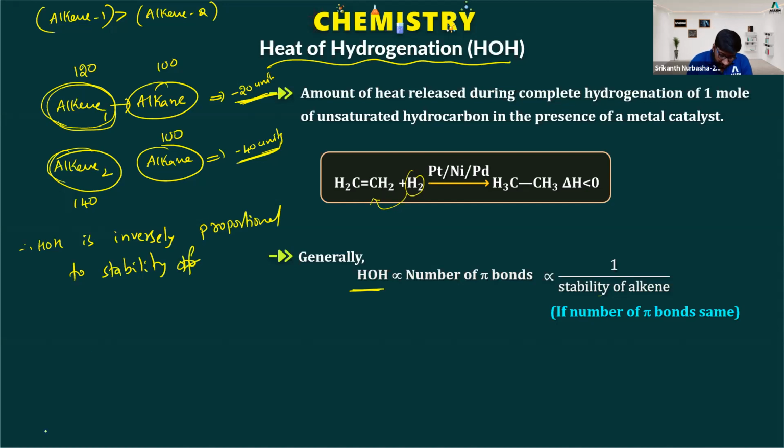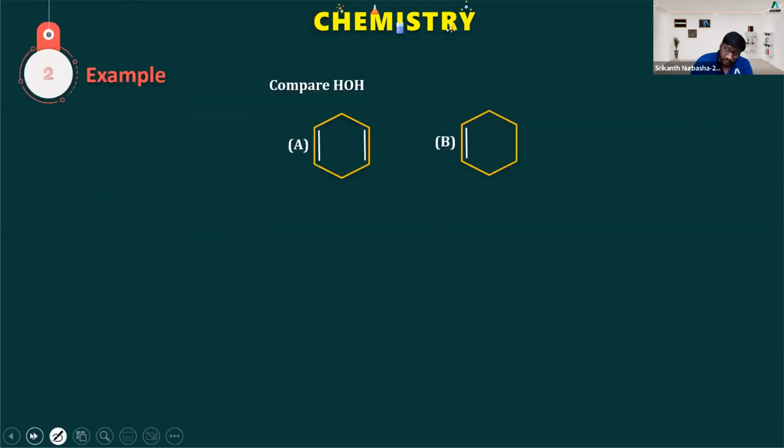This is the rule you have to apply when the number of double bonds are same. When the number of double bonds are different, heat of hydrogenation is directly proportional to number of pi bonds, that is double bonds. If pi bonds are same, you have to look at stability of alkene.